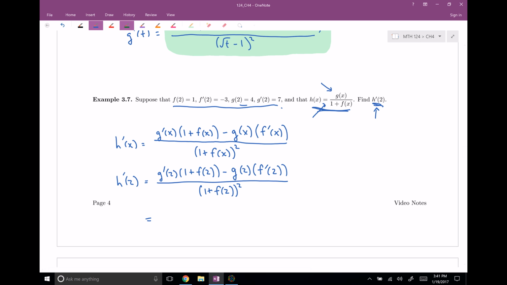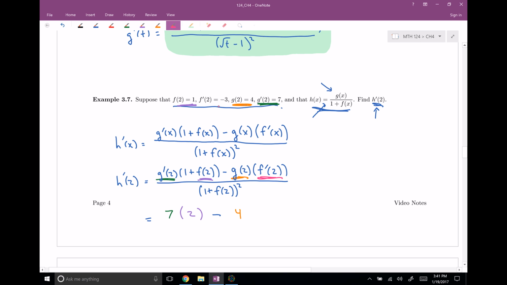So we know, for instance, what g prime of 2 is. G prime of 2 is given to me right here. We know it's 7. So I'm going to substitute that, 7. We know also f of 2. F of 2 is supposed to be 1. So I can do 1 plus another 1. That's going to be 2. So this is 7 times 2. Minus g of 2. G of 2 is given to us as well. It's 4. So 4 times f prime of 2.